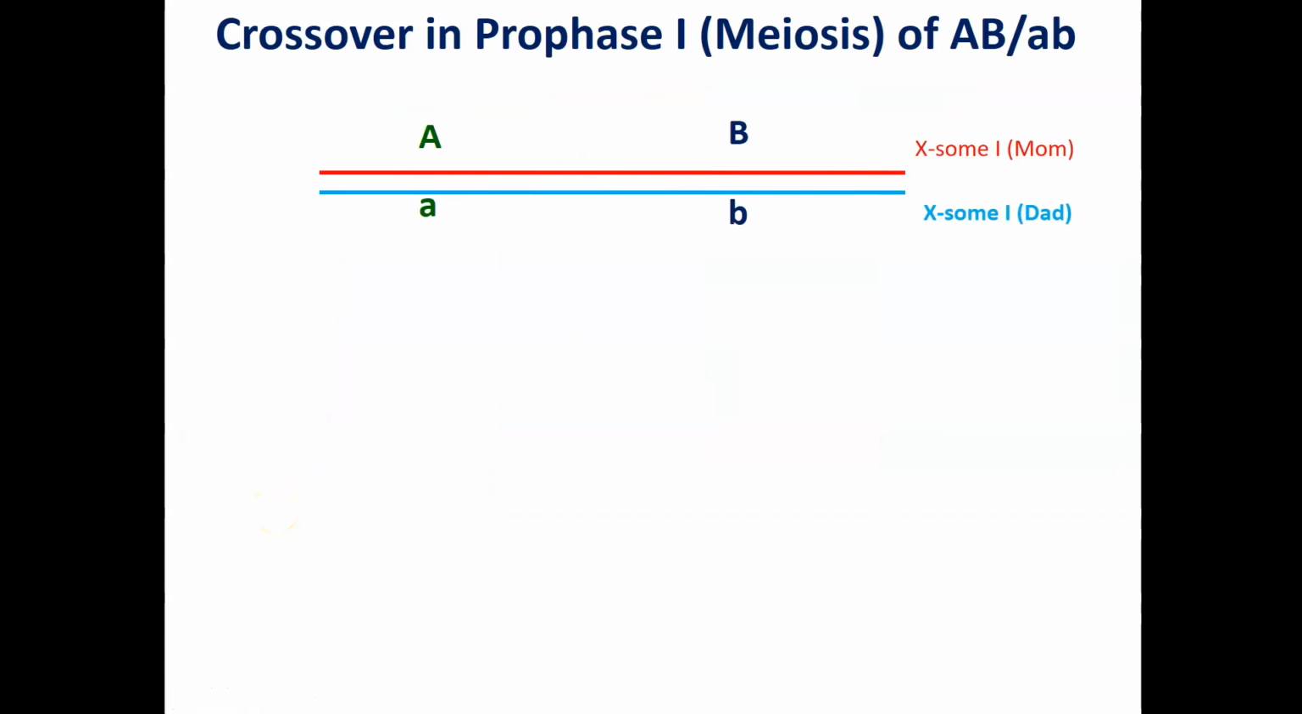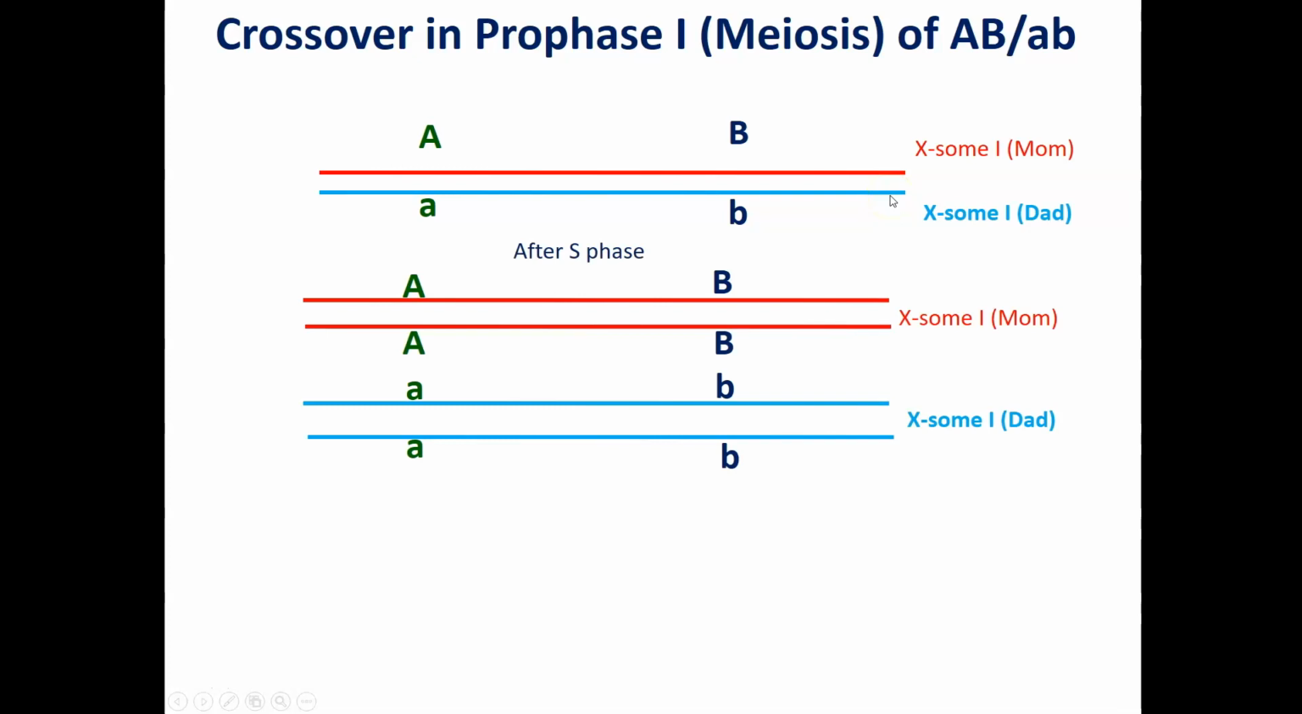So I've written that out here in a little bit more detail. So if this is chromosome 1 from mom, and let's say this is chromosome 1 from dad, after S phase, it's going to look like this. We're going to have replicated all the DNA. And so here I'm looking at 2 different genes that happen to be on this chromosome. And I've given them different forms of the allele on mom versus dad, just so that we can keep track of what's happening with these genes.